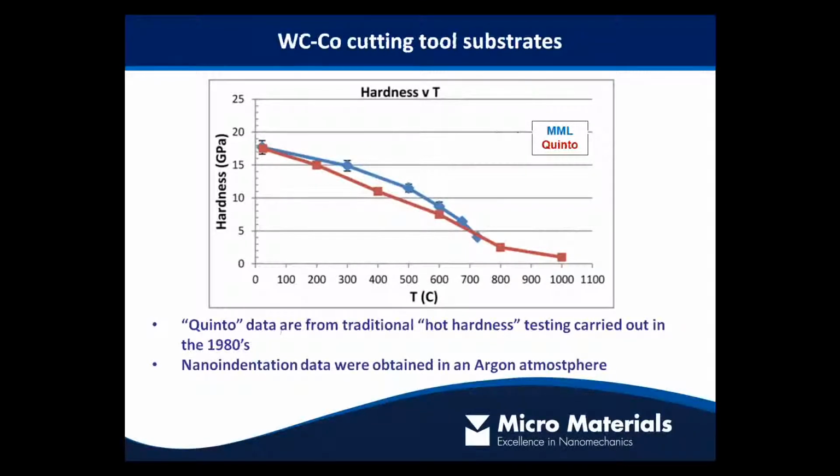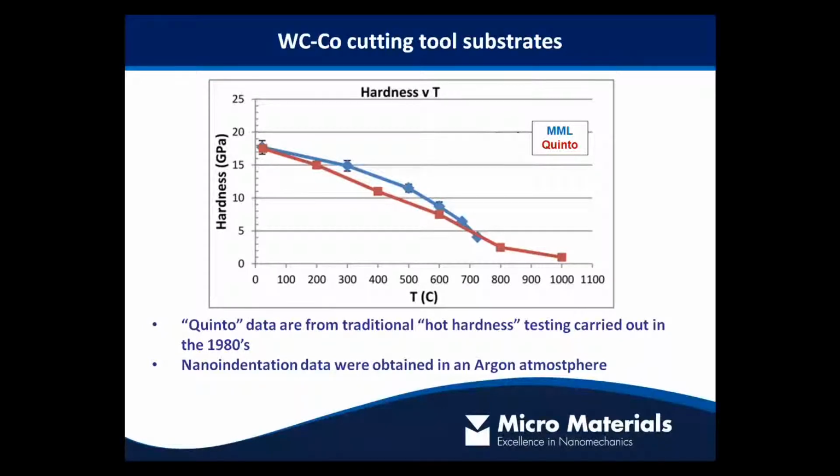This is moving up a little higher in the temperature range. Here we're going up to 725 Celsius. We have two sets of data here, one labeled Quinto. The Quinto data is actually some historical hot hardness indentation data. That's a more traditional technique which a lot of you are probably familiar with. The indenter is driven into the surface, the residual imprint size is measured, and then the hardness is typically read off of the Vickers hardness table.